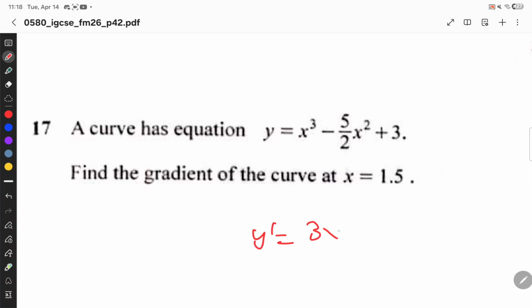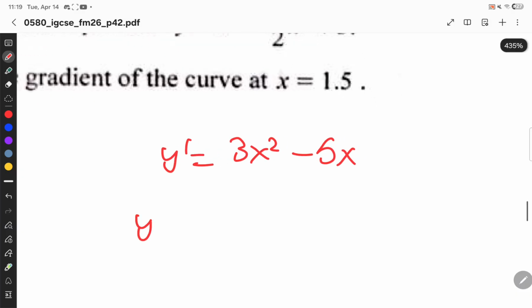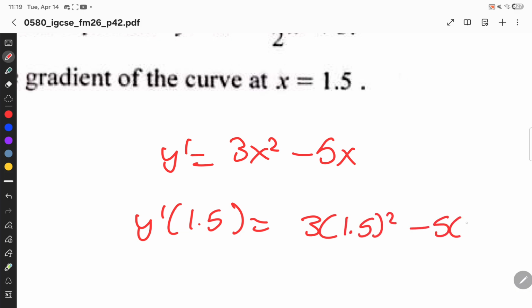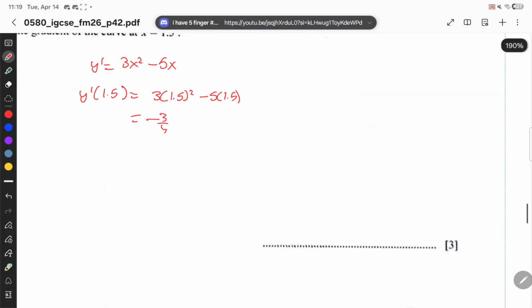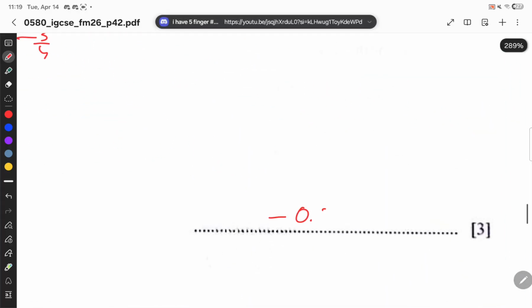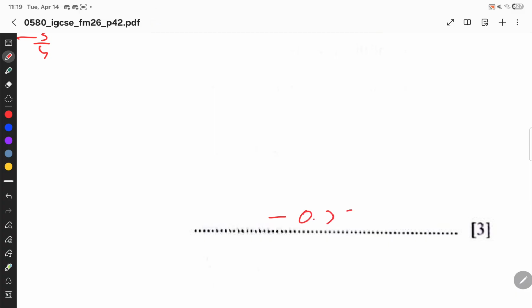y prime is equal to 3x squared minus 5x, and y prime at 1.5 is equal to 3 times 1.5 squared minus 5 times 1.5, which is negative 3 over 4. Nice. So this is negative 0.75.